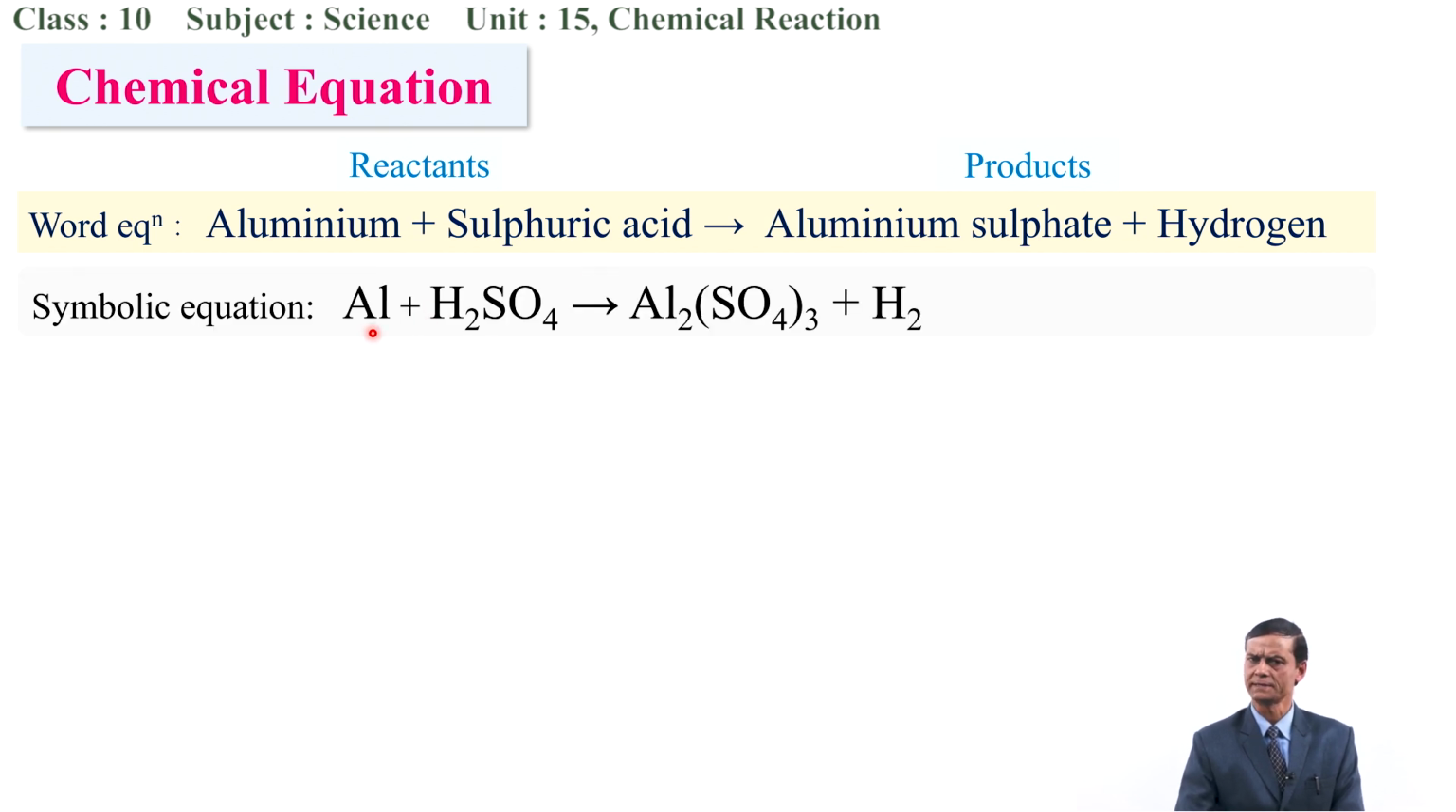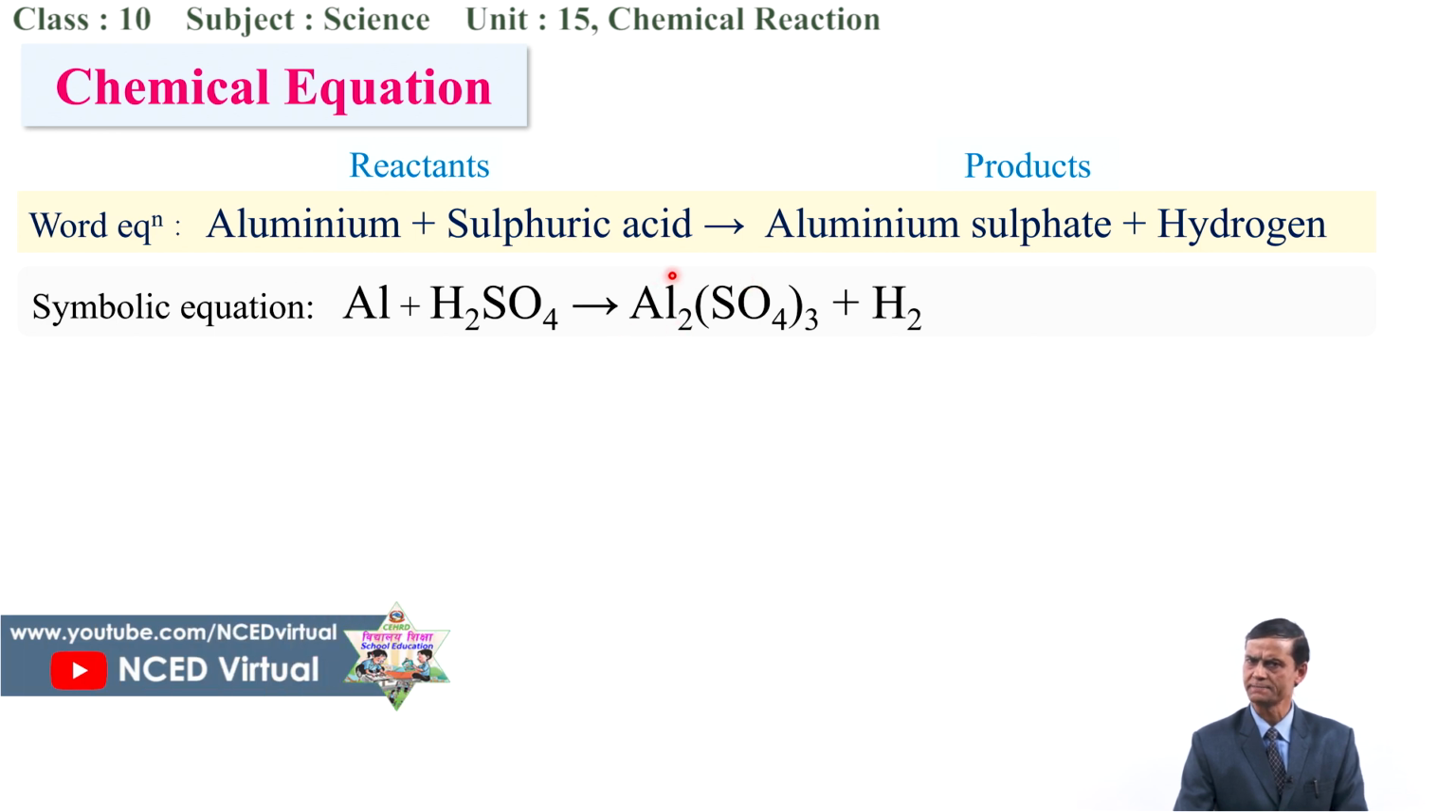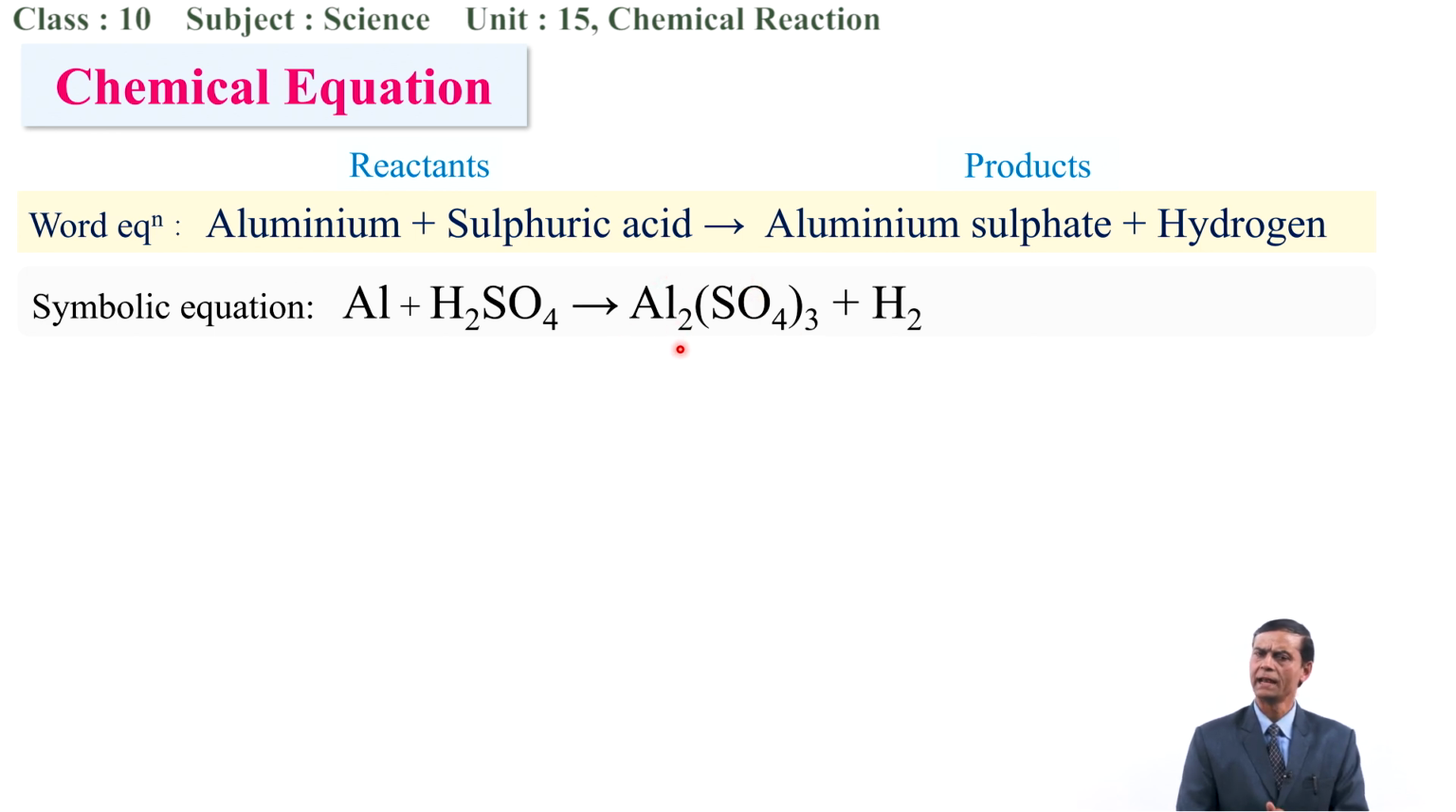Aluminum plus sulfuric acid, Al plus H2SO4, Al2SO4 whole bracket 3. That means sulfate radical has valency 2, aluminum has valency 3. By crisscross method, aluminum sulfate correct formula is this, and hydrogen gas is released. Dear student, the equation is not balanced. Do you know where is not balanced? Aluminum is not balanced. Look at here. Similarly, SO4 radical is not balanced. SO4 is triple here, here SO4 is single. Then how to balance? Let's balance it like this.